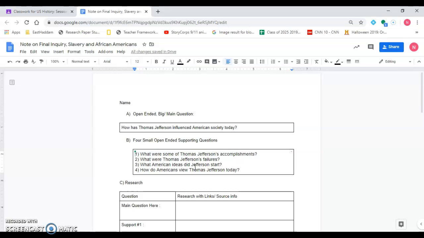Like, what philosophies do we have today? And I also wanted to know, what do people think about him today? So maybe what major historians are saying about Thomas Jefferson, or the news, or bloggers, etc. So these are supporting questions. They're not as big as your big main idea question, but these will be the support to get you to a really deep understanding of your big question.